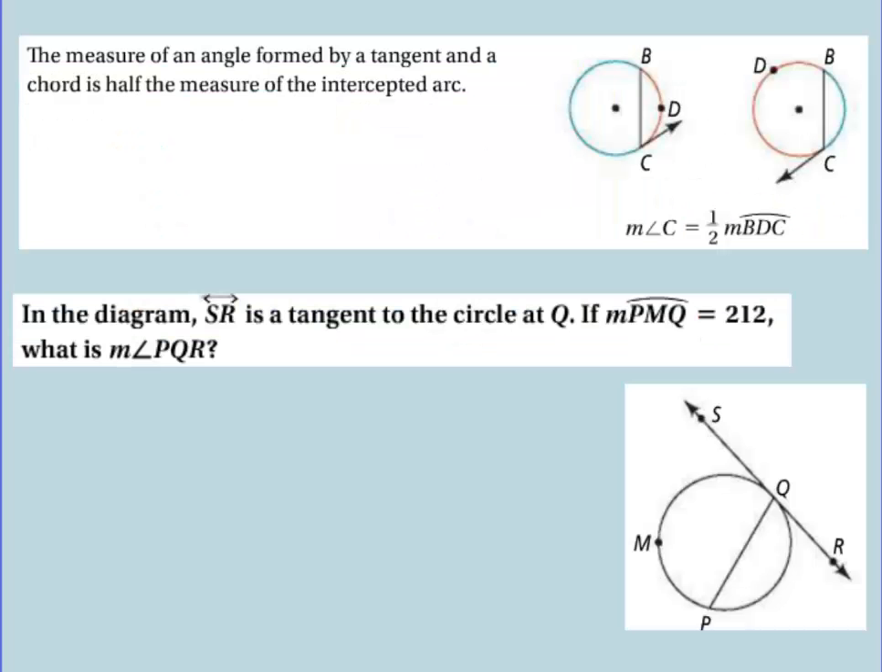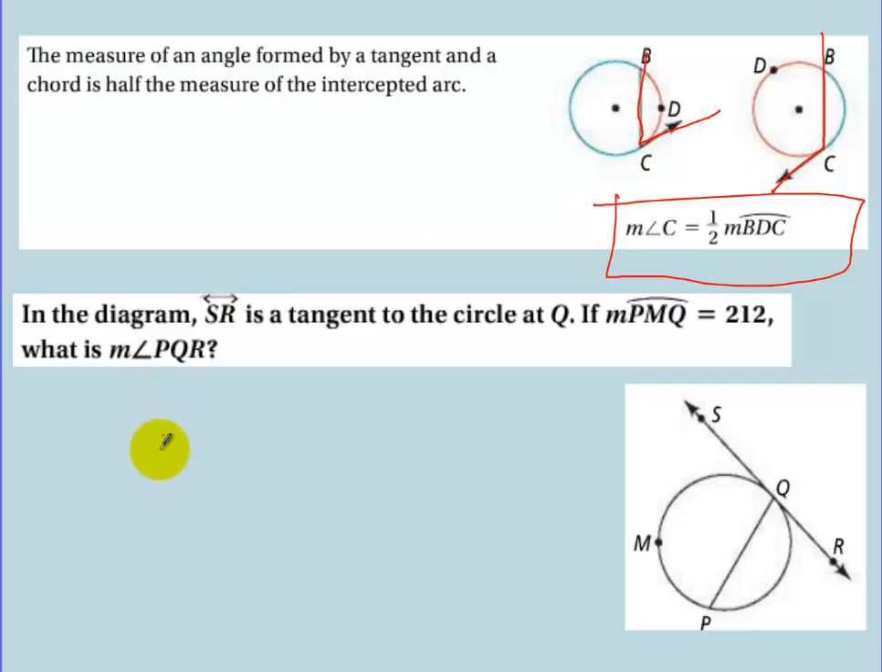Next thing. The measure of an angle formed by a tangent and a chord is half the measure of the intercepted arc. So you don't really have an inscribed angle, it's just kind of off there, but it still follows the same rules. So the measure of angle C right here is going to equal 1/2 the measure of this arc BDC. And the same thing over here.